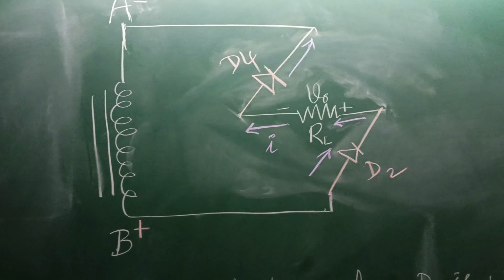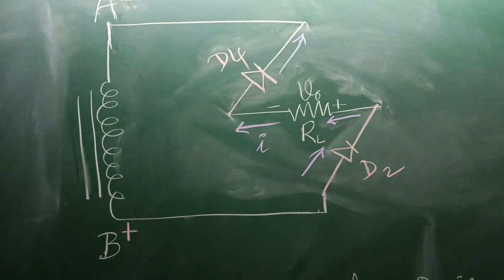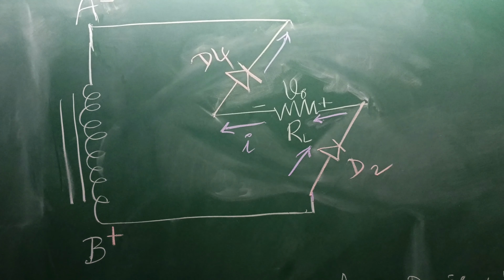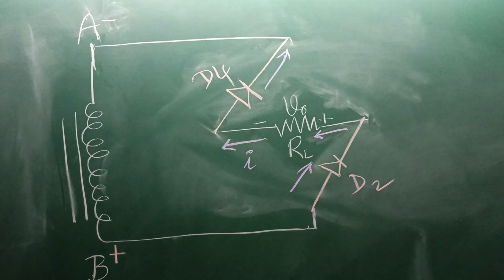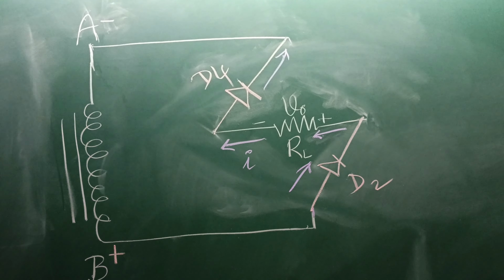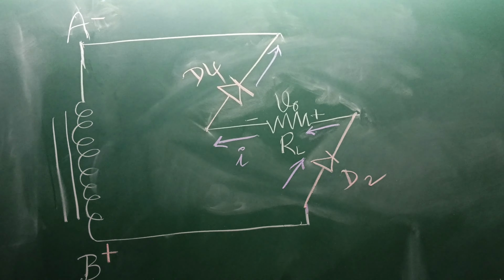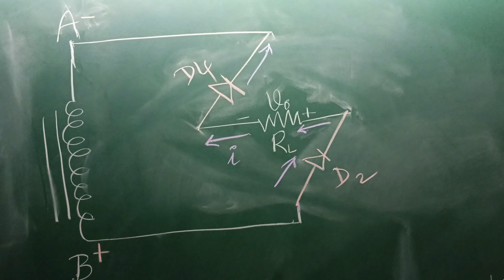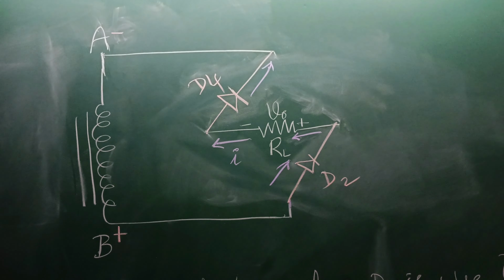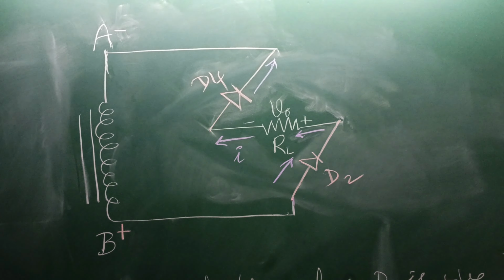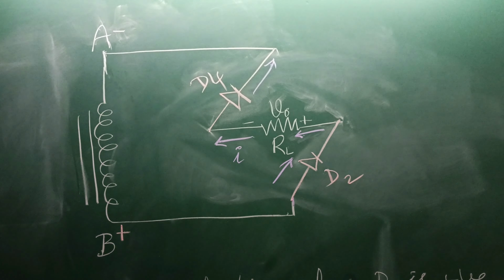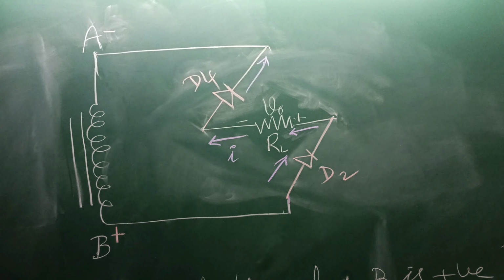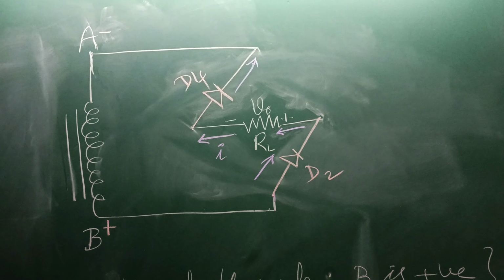During negative half cycle, there is a flow of current from terminal B via D2 through RL and via D4 towards A. So the direction of current during negative half cycle is same as the direction of current in positive half cycle. In both positive and negative half cycles, the direction of current through resistor RL is same, which produces an output voltage which is pulsating and unidirectional.